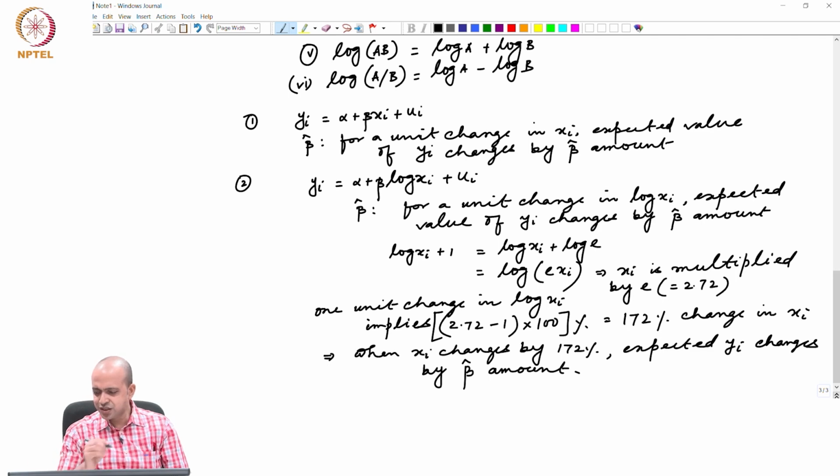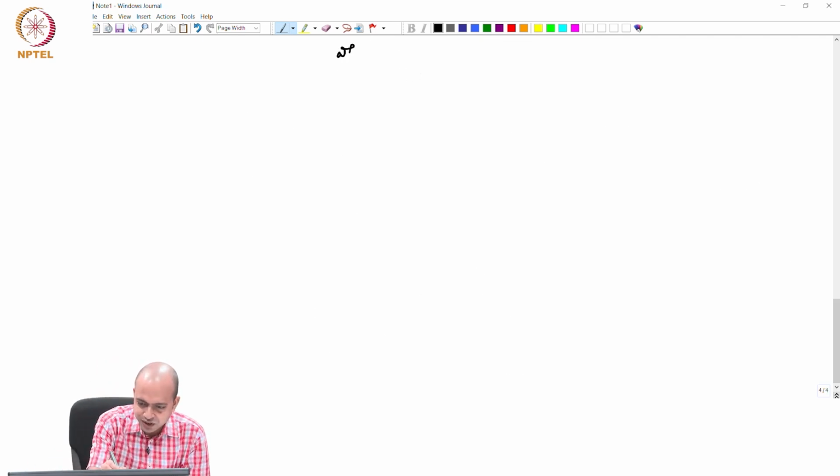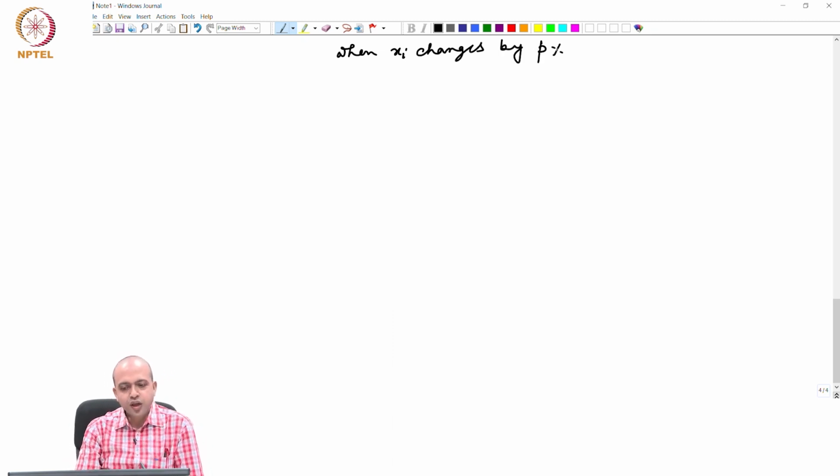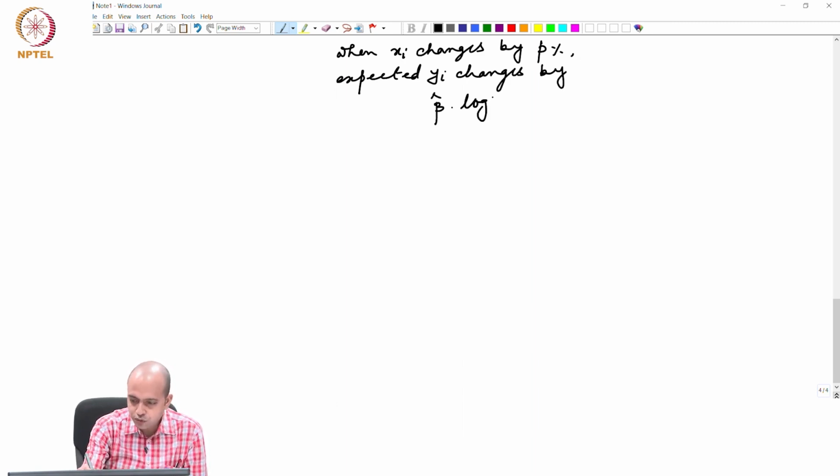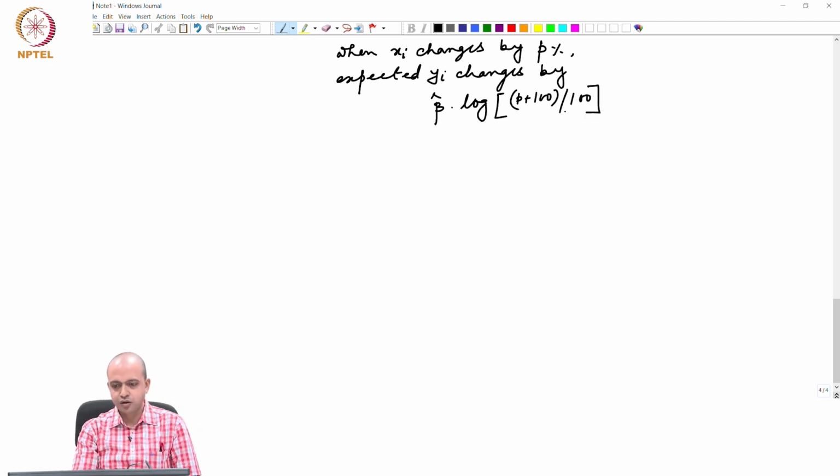Let us say when x changes by p percentage, we can use the result of this and say that when x changes by p percentage, the expected value of yi changes by beta hat into log of (p plus 100) by 100 percentage.